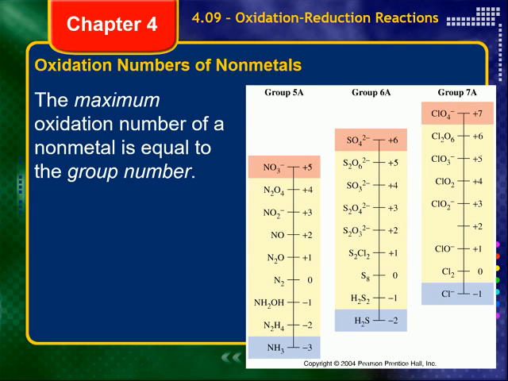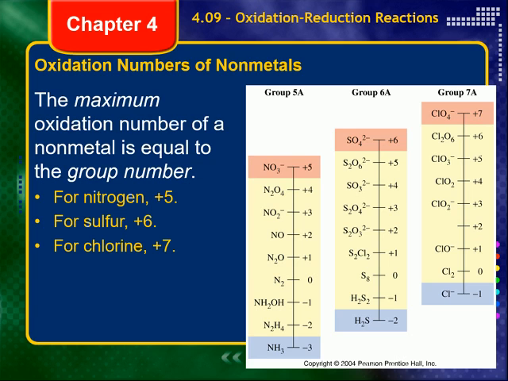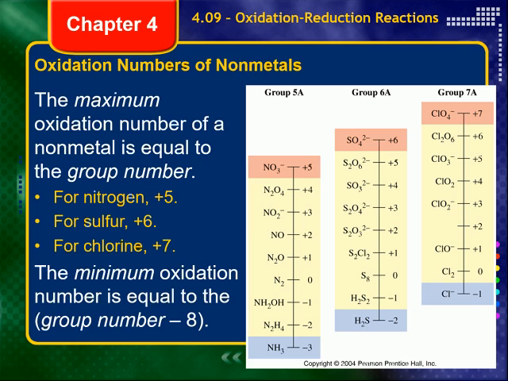So the maximum oxidation number for a nonmetal is equal to the group number. For example, for nitrogen, maximum +5. For sulfur, maximum +6. For chlorine, maximum +7. The minimum oxidation number is always going to be equal to the group number minus 8.